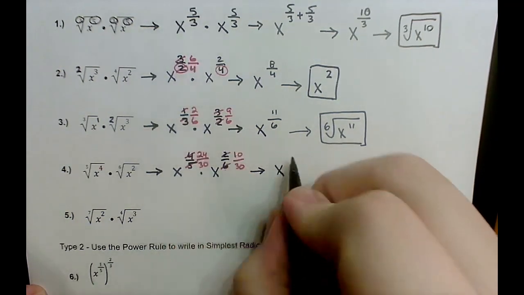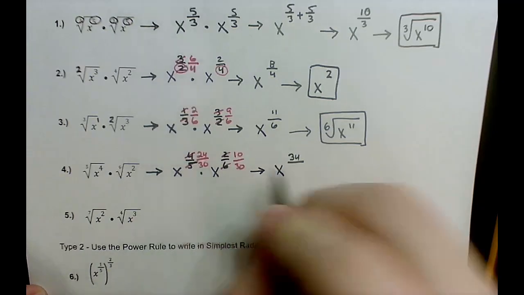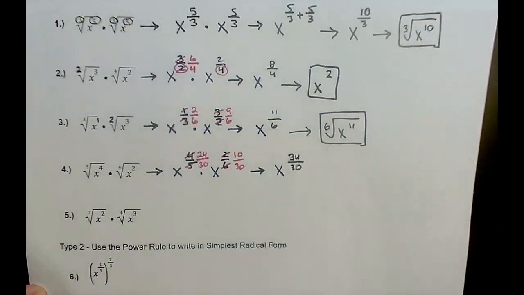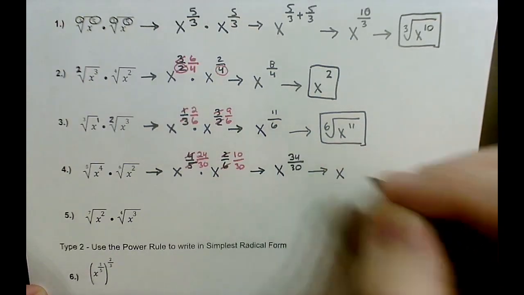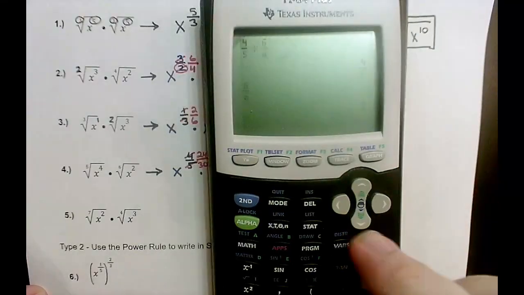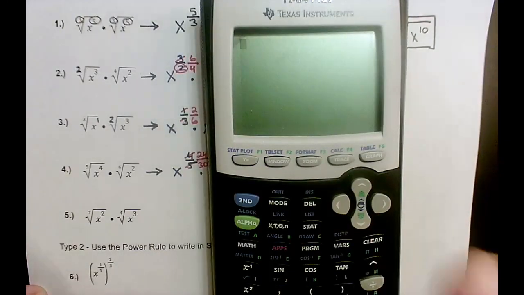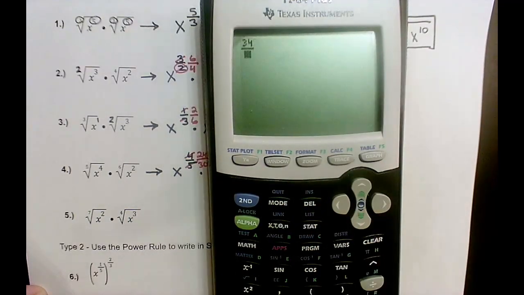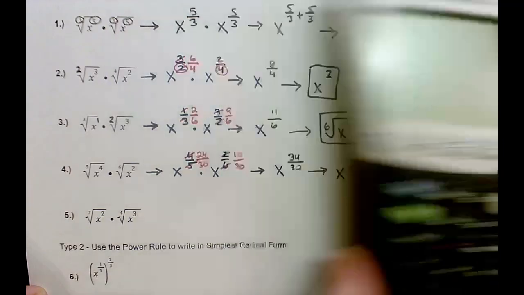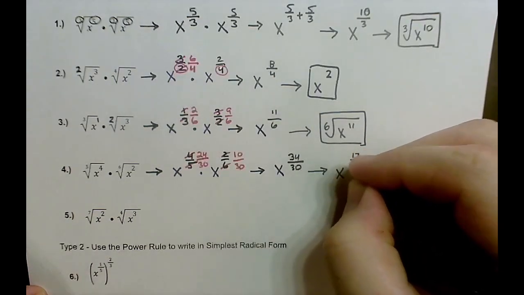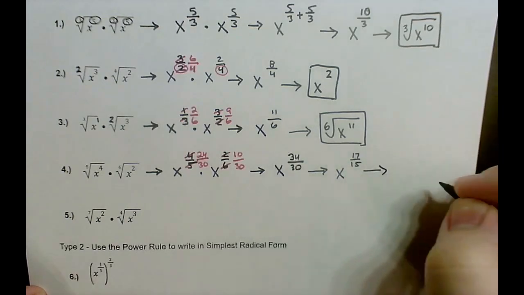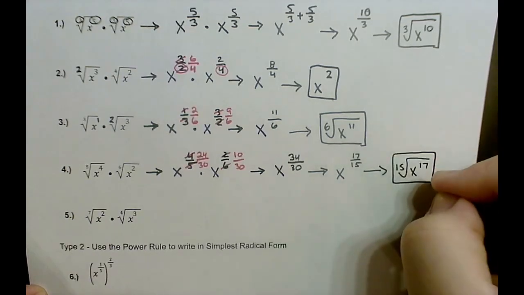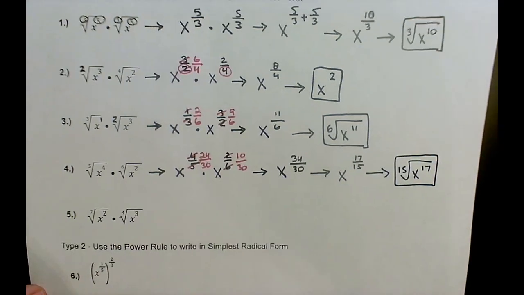For this one, 24 plus 10 is 34. Over 30 plus 30, you don't add those. It's just 34/30. Now that fraction can be reduced, and your calculator will do that for you if you'd like. To get that fraction template, you hit alpha, y equals, and select the first option. That gives me 17/15. So I'll go ahead and rewrite that as the 15th root of x to the 17th power. Make sure you simplify those fractions if at all possible.